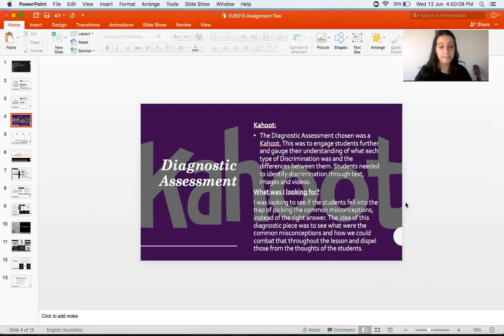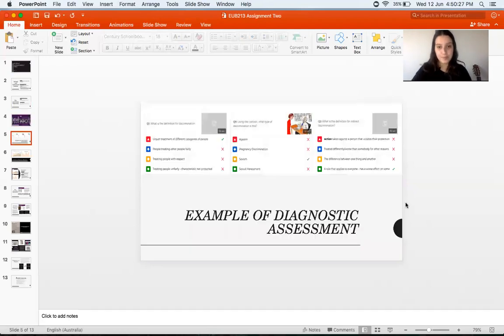The idea of this diagnostic piece was to see what the common misconceptions were and how we could combat that through the lesson and dispel those from the thoughts of the students. So you'll probably see throughout the rest of the lesson, the formative pieces were to either consolidate or to change the different thoughts of the students if they did get the Kahoot wrong.